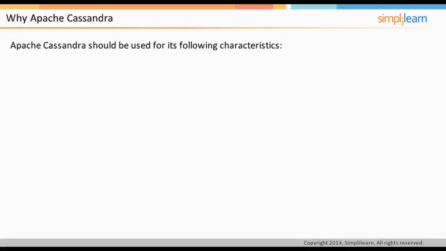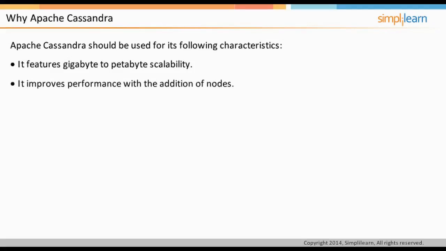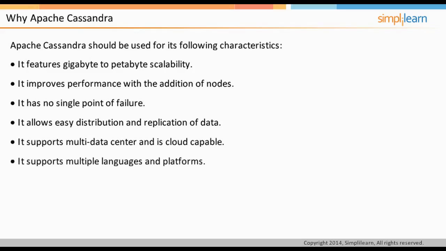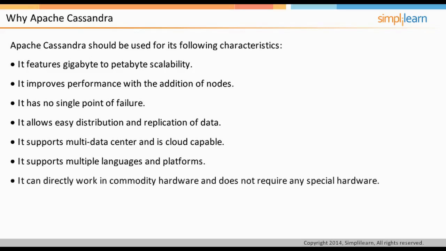Apache Cassandra is used for the following characteristics. It has direct features to scale from gigabyte to petabyte storage. It improves performance with the addition of nodes. It has no single point of failure. It allows easy distribution and replication of data. It supports multi-data center and is cloud capable. It supports multiple languages and platforms. It can directly work in commodity hardware and does not require any special hardware. In the next screen, we will focus on Apache Spark.